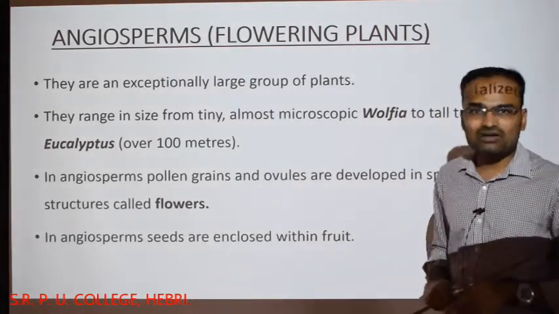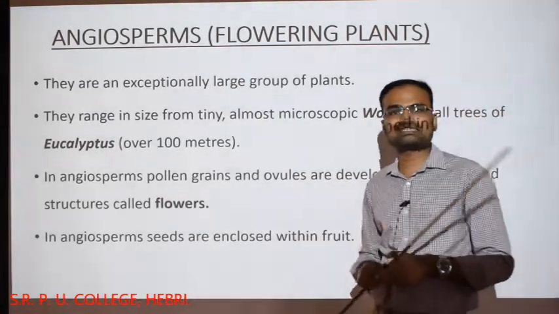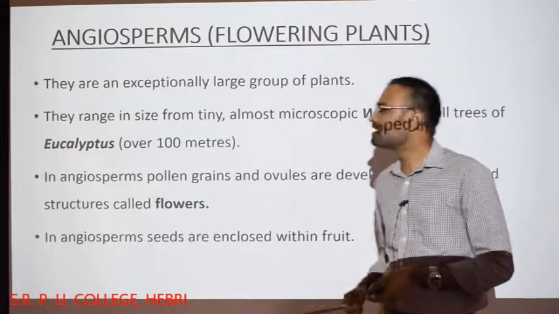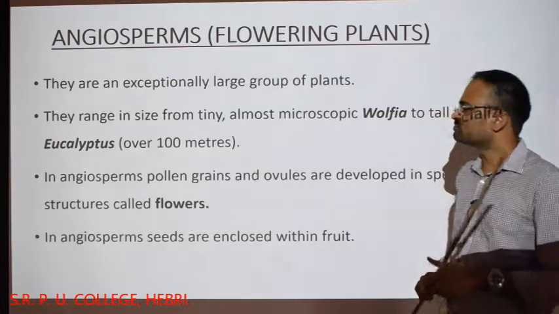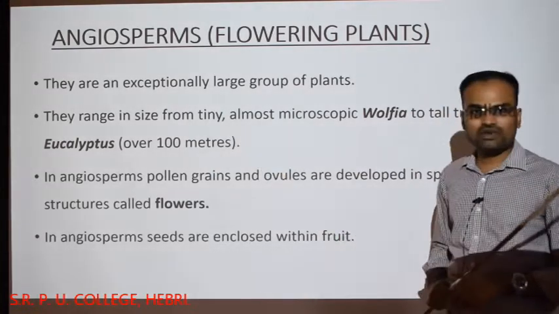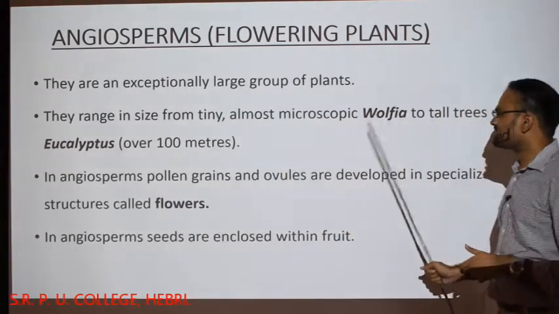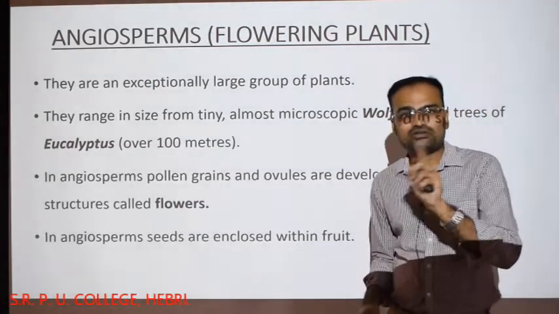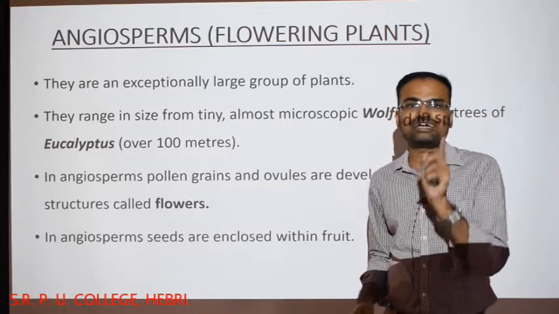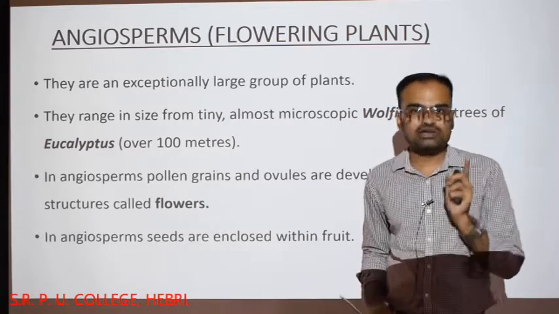That means the number of species, the type of species and the diversity in the plant is more in case of the angiosperm division. They range in size from tiny, almost microscopic. There are some tiny microscopic ones, but not unicellular. Don't confuse microscopic with unicellular.